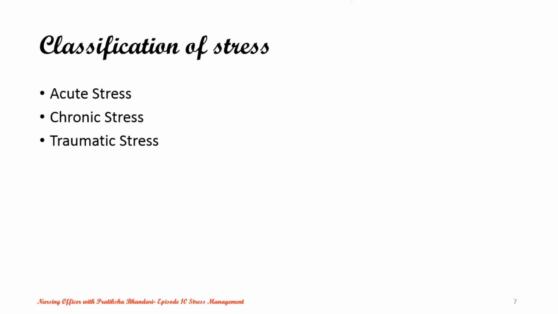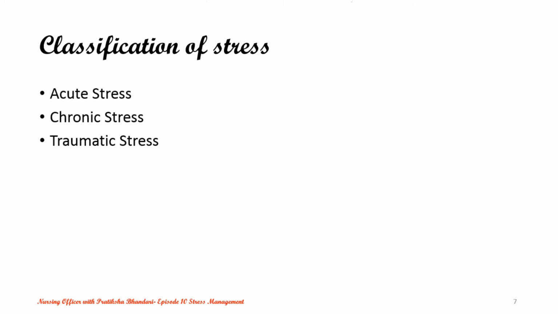Similarly, chronic stress affects the physical and mental health of an individual day after day and year after year, like marital conflict and work stress. This falls under chronic stress, while traumatic stress is a severe stress reaction that results from a catastrophic event or intense experience, like natural disaster, sexual assault, life-threatening accident.